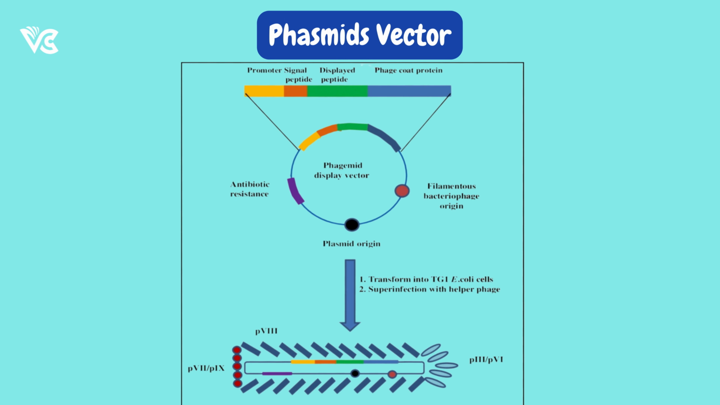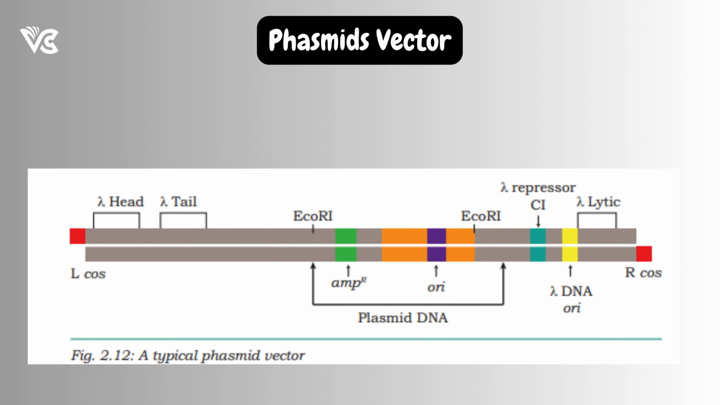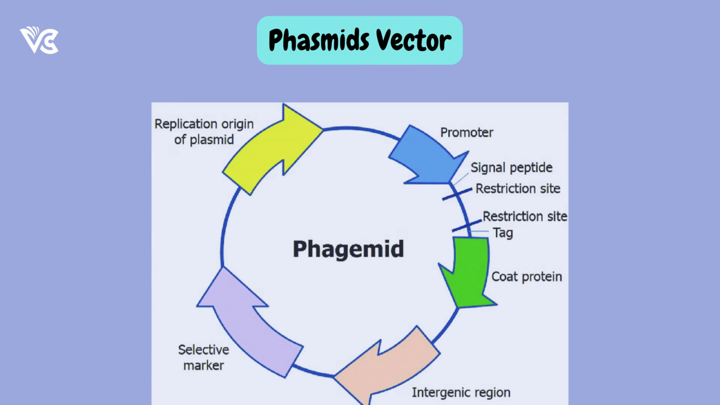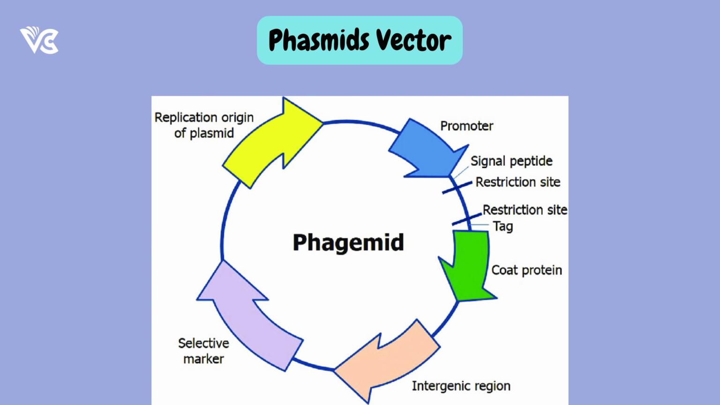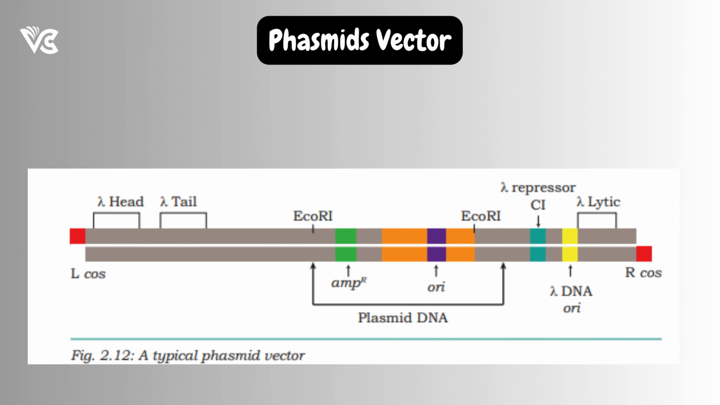Next we have phasmids or phagemids, representing another hybrid vector, combining aspects of both phages and plasmids. They contain lambda phage ends necessary for lytic infection and a middle region of linearized plasmid DNA, maintaining both lambda and plasmid replication functions. Phasmids can replicate as plasmids or phages within E. coli, depending on specific genetic conditions, such as the presence of a lambda repressor gene.